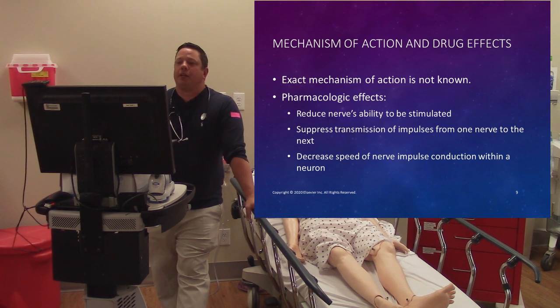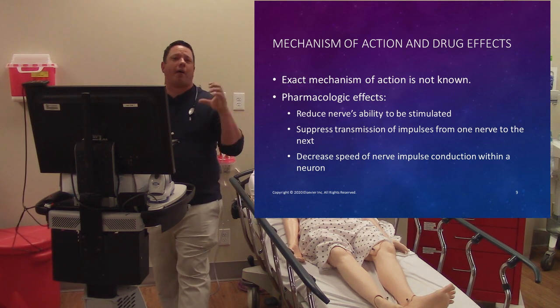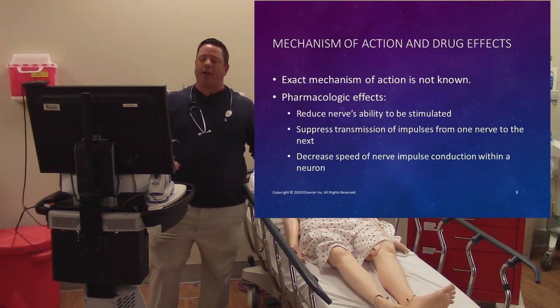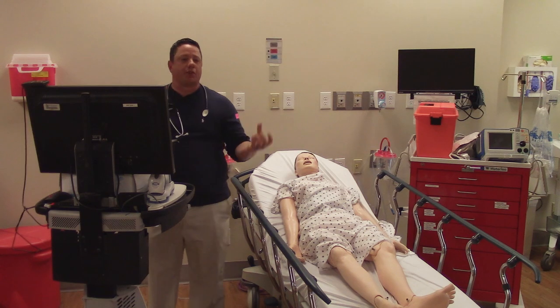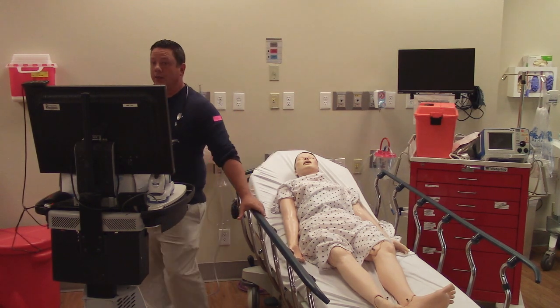So decreased speed of nerve impulses, decreased conduction within a neuron. And I always remember back in A&P, I still see the nerve fibers with the myelin sheath there, so the electricity can jump down the pathway. I visually still see that going on when somebody's having a seizure.